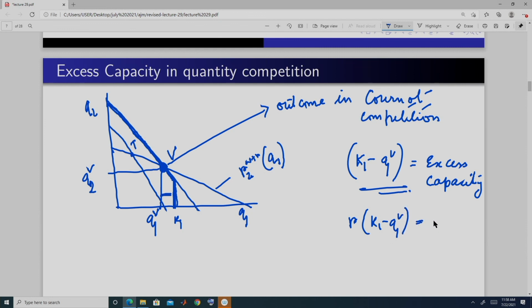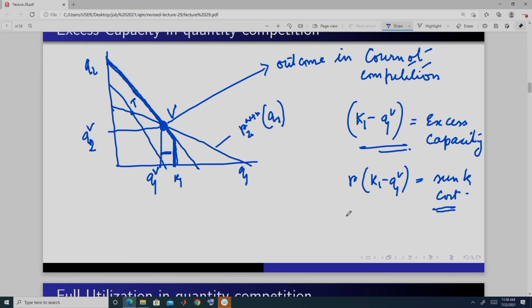This is equal to sunk cost, because firm 1 is not going to get any return on this. So, firm 1 will never want to have this unnecessary cost, because it is not getting any return for this. That is why here we get that K1 should always be less than or equal to Q1V.